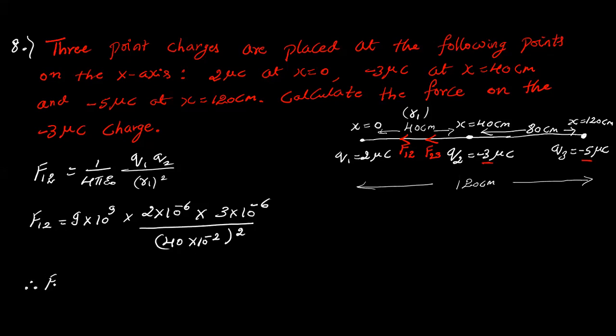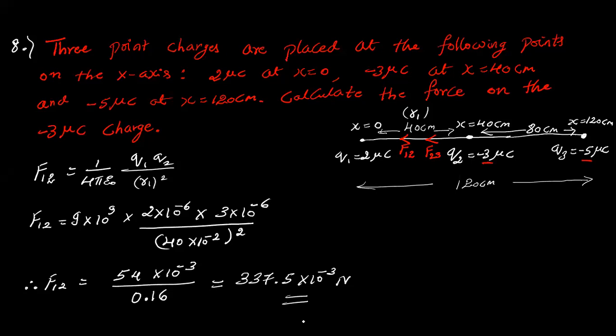Therefore F12 becomes, solve this: 6 and 9, 6 nines are 54, into 10 power minus 12 plus 9 minus 3, whole divided by 600 into 10 power minus 4 after squaring, so I can write it as 0.16. Solving this, you will get F12 as 337.5 into 10 power minus 3 Newton. This is the attractive force.